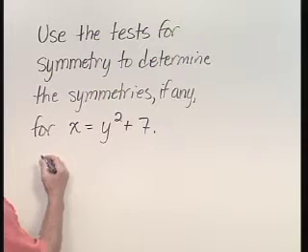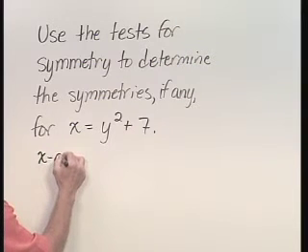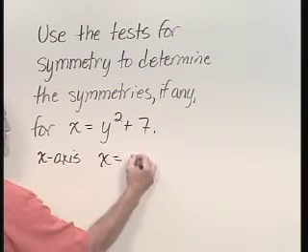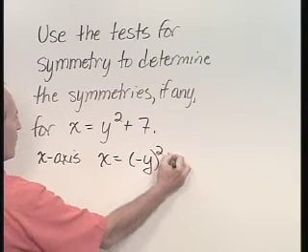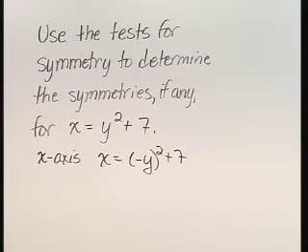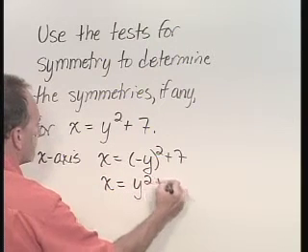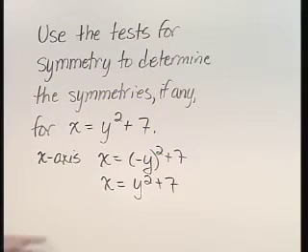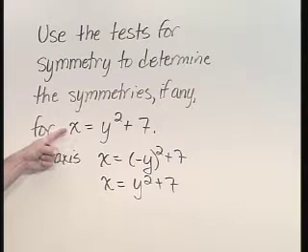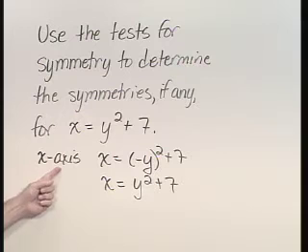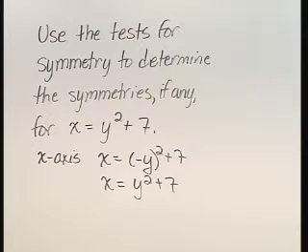To test for symmetry with respect to the x-axis, we substitute in the opposite of y for y. So we would have x equals the opposite of y quantity squared plus 7. Simplifying here, the opposite of y quantity squared is y squared. So we see here that this equation is equivalent to the original equation, and therefore we'll see that it has symmetry with respect to the x-axis.